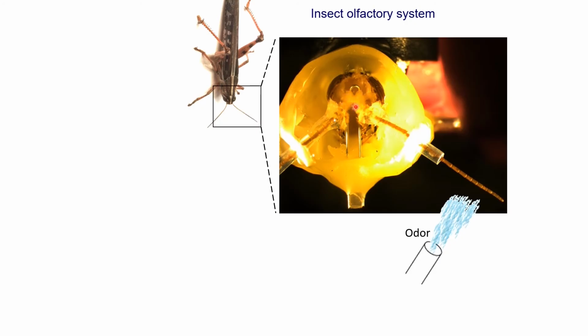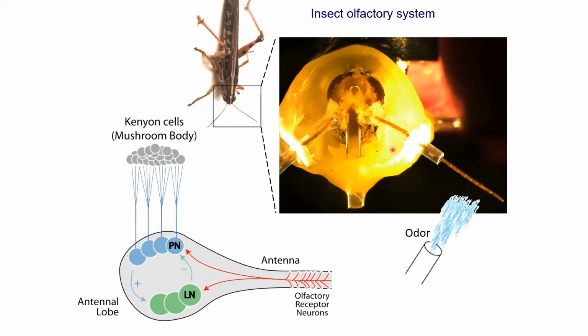This is a small structure here. In the case of locust, it's about 1 millimeter in diameter. It is exposed and now electrodes can be placed in the brain. So we can give some odor to the antenna using a small tube through which odors are being puffed. And then we can see how the neurons in the brain are responding to this odor puff.